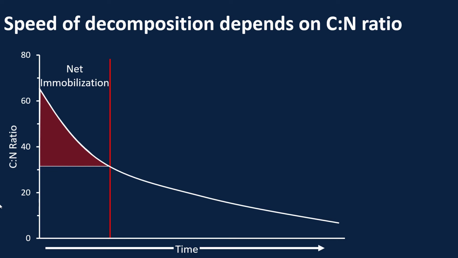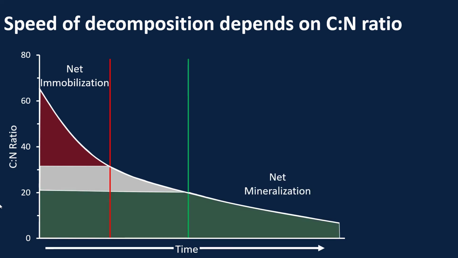And then once that level goes below 30 to 20, we see a net zero amount, meaning that it's a 1-to-1 ratio. The microbes take 1 unit of nitrogen from the soil to decompose, they're releasing 1 unit. Once we get below that C to N ratio of 20, we start seeing mineralization of nitrogen, meaning microbes are releasing more nitrogen to the soil than they are using to decompose the organic matter in the soil. And that's what we want.